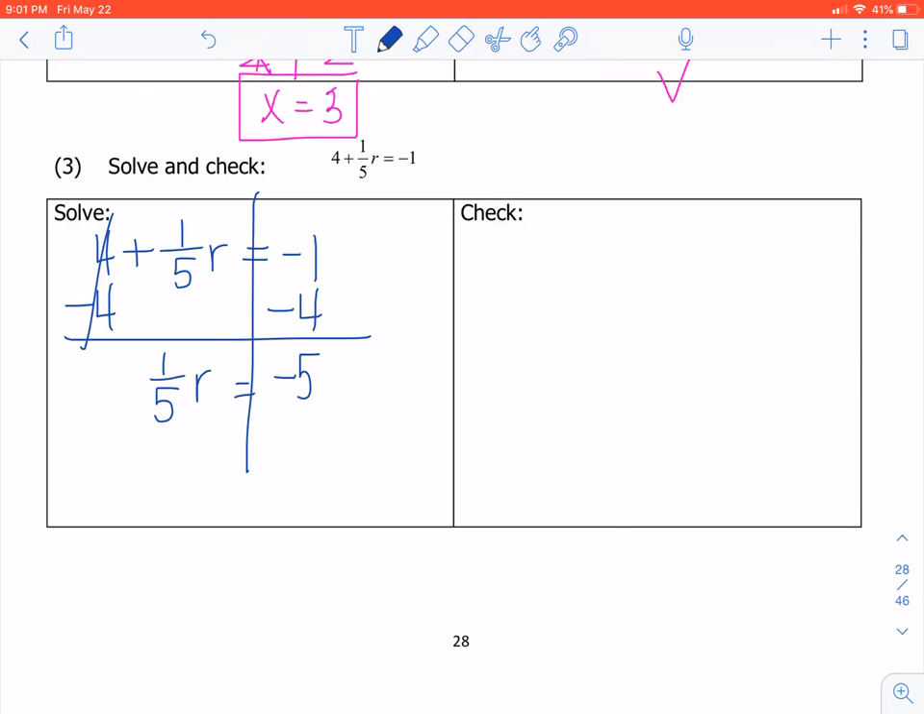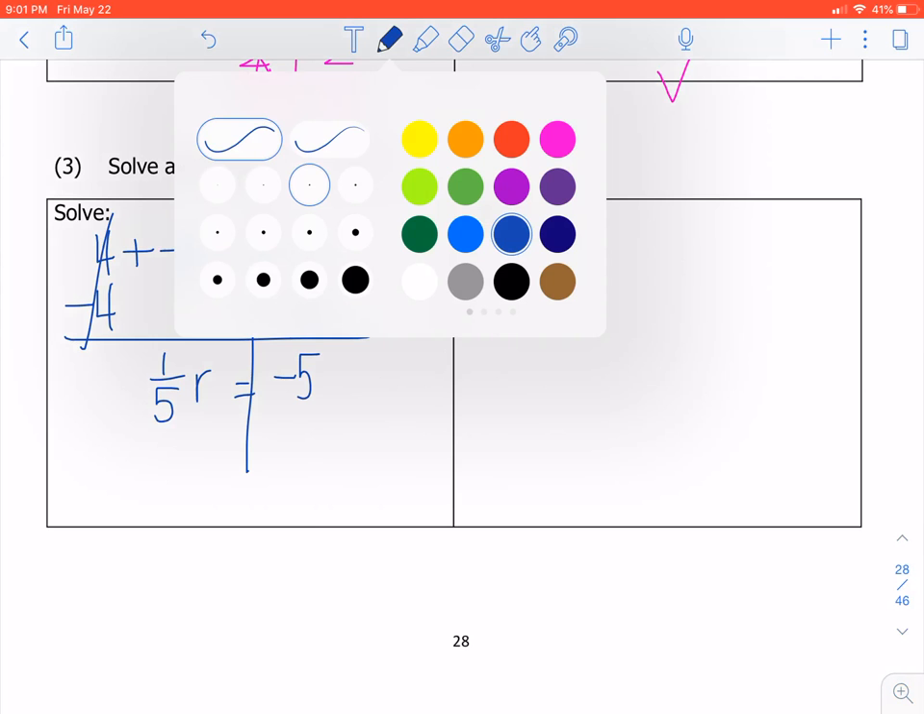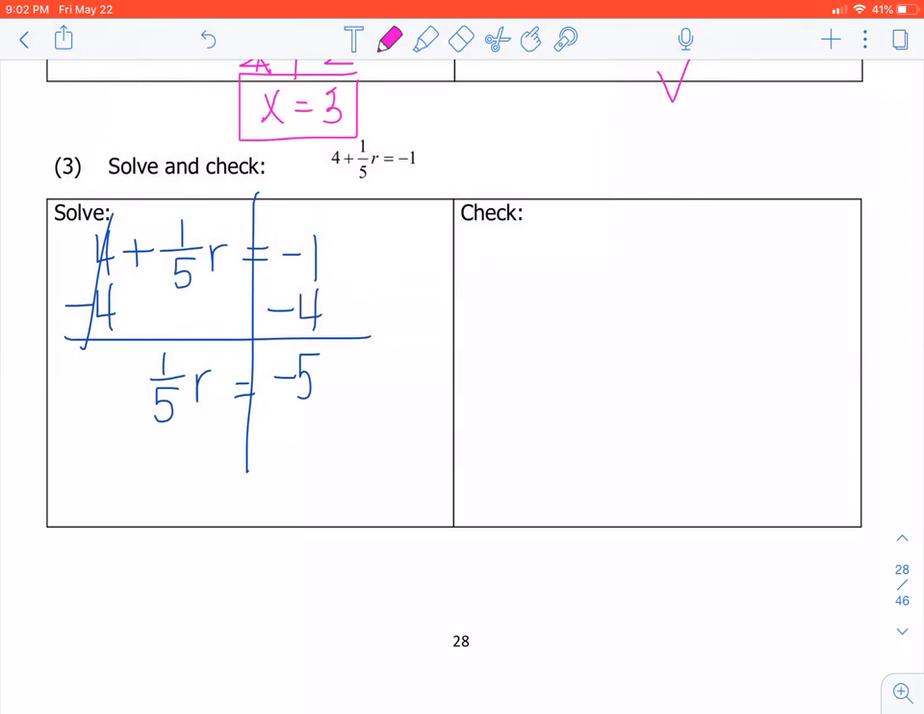Now I need to get rid of that fraction. So fractions in front of letters, yes, that means multiplication, and you can divide both sides by that fraction, but when you go up to 8th grade, they're not going to let you do that. So I'm just going to show you right up front how to get rid of that fraction. What we're going to do is we're actually going to multiply by the reciprocal. The reciprocal is the flip of the fraction. So 1/5, the flip of that is 5/1.